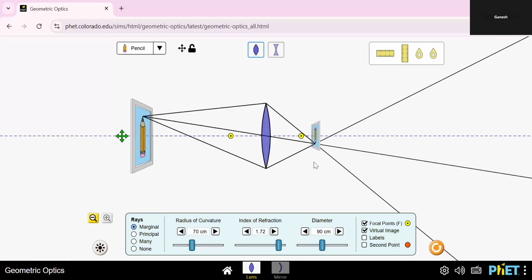Is there any doubt or any clarification about this simulation? Did you get any idea about the ray diagram or not? How the images are formed in different kinds of mirrors as well as lenses and the plane mirror also. Is that clear, or is there any doubt in this chapter, in this topic?